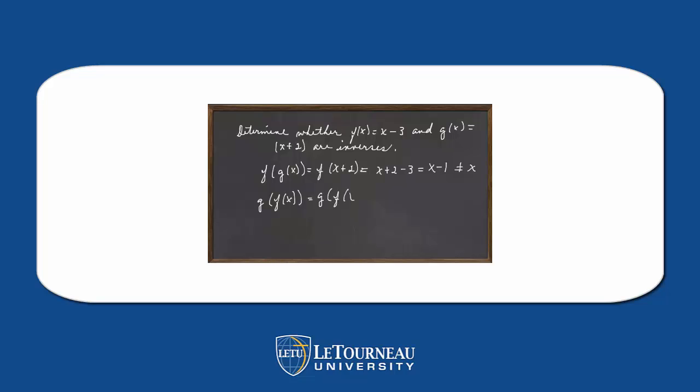G of f of x, which would be g of x minus 3, is x minus 3 plus 2, which is x minus 1, does not equal x. Even though f of g and g of f are the same thing, they don't equal x, and as a result, they are not inverses of each other.